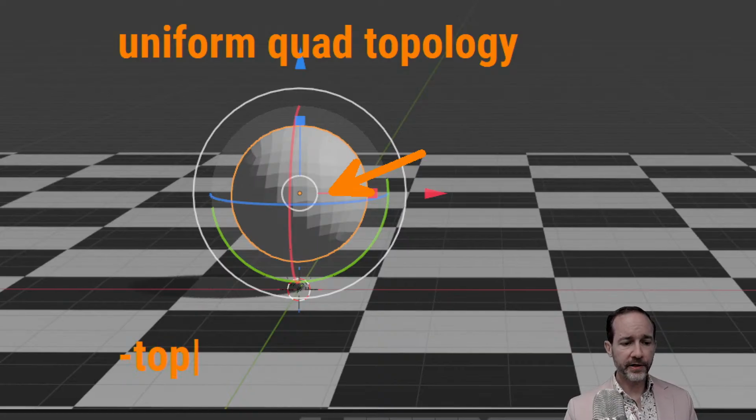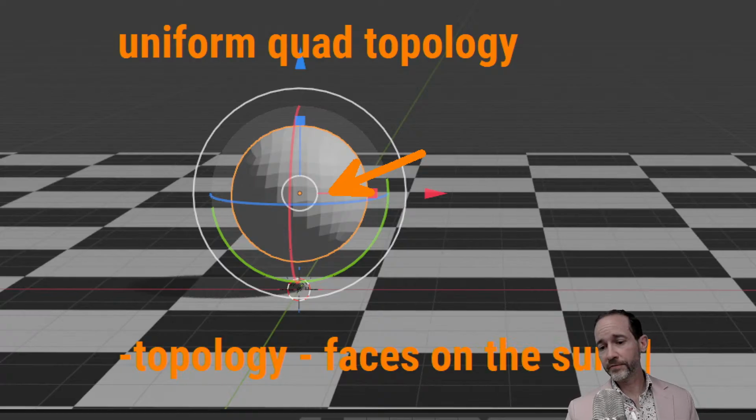Someone define topology. Arlinka: It's the flow of the vertices on an object within the computer world. Sure. In real life, there's also a term for topology, but I mean in this instance. Faces on the surface, right?